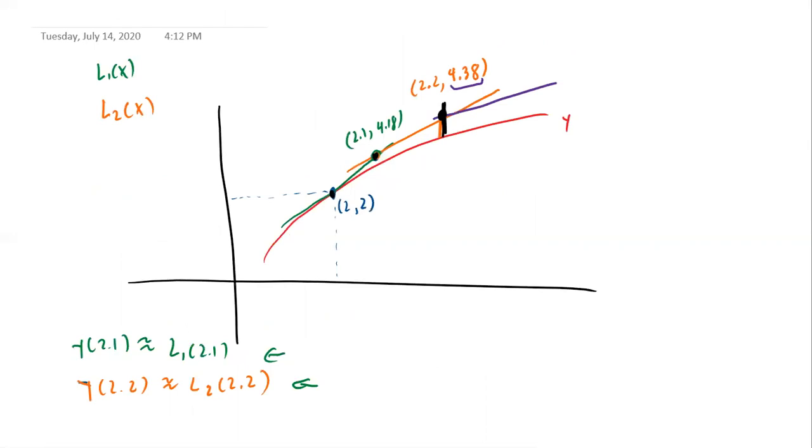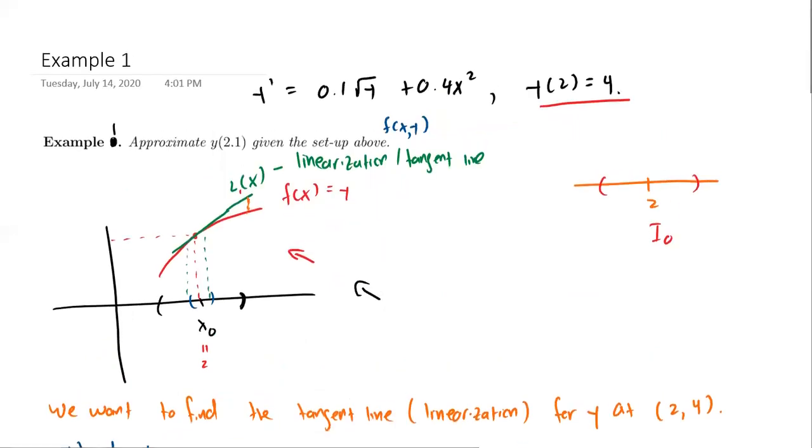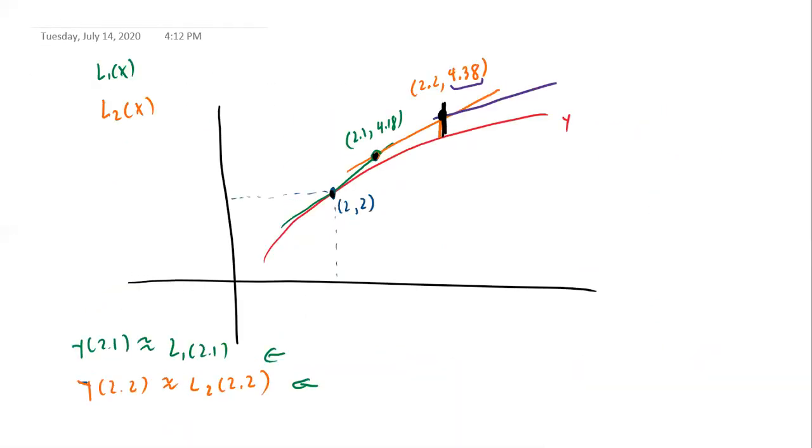So what did we do? We had this function y, in red. We wanted to approximate the value of y of 2.1. So what did we do? Well, what we do in Calc 1, right? We know, and this is the point 2, 4 actually. Yeah, it should be the point 2, 4 here.